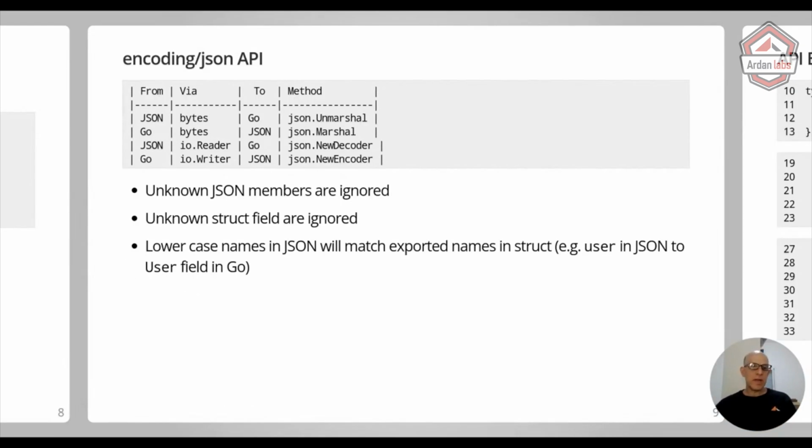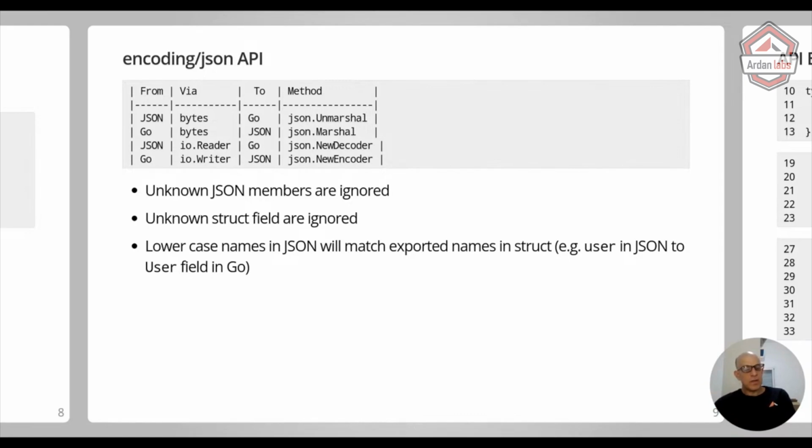Okay, so the library that we have is in the standard library. It is called encoding/json, and it has the ability to work with bytes or with what we call files in Go, or readers and writers. So if you go from JSON to Go, and what you have is basically a sequence of bytes, then you are going to use json.Unmarshal. And if you have bytes in Go and you want to convert them to JSON, you're going to use json.Marshal.